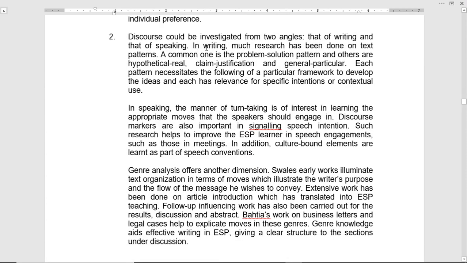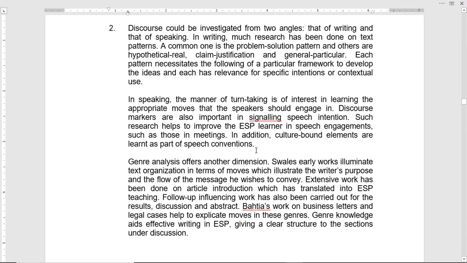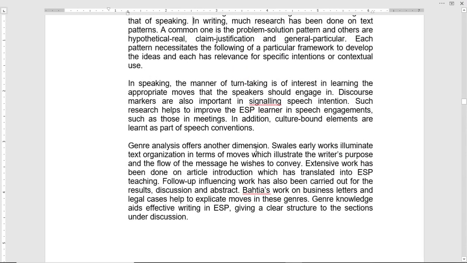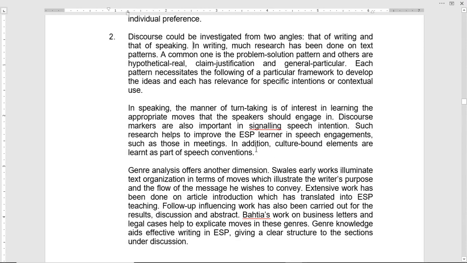Second answer, discourse could be investigated from two angles, that of writing and that of speaking. The language of writing, the language of speaking. So we can read the answers. This is also in the textbook. So English for business purposes we have discussed here. So let us move on.